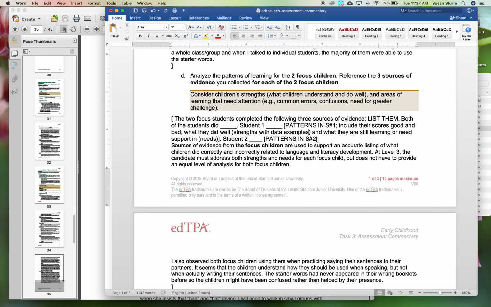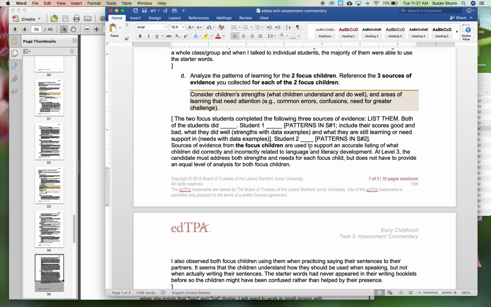And then also do what they're still learning, their needs with data examples. This will get you to a level 4 if you say, so student 1 was really good at that, but student 1 is also still learning to write in complete sentences with proper mechanics. For example, when they wrote the sentence, blah, blah, blah, they didn't use a capital letter or put a period at the end. Those are signs that the student is still emerging or needs some support in mechanics of writing a proper sentence. Something like that. So you're going to do that for student 1.